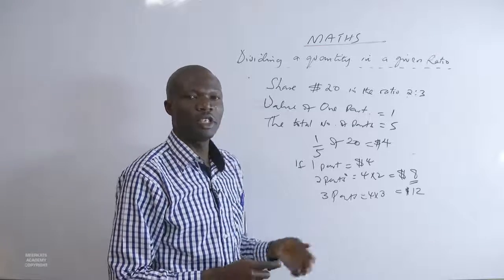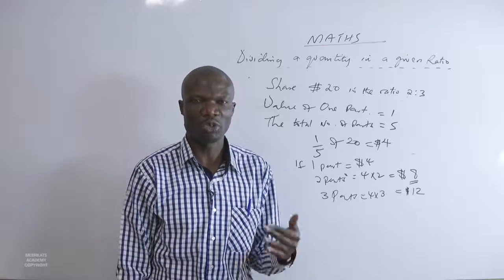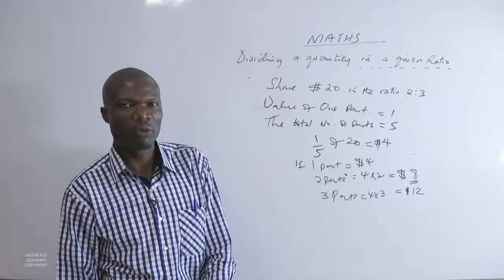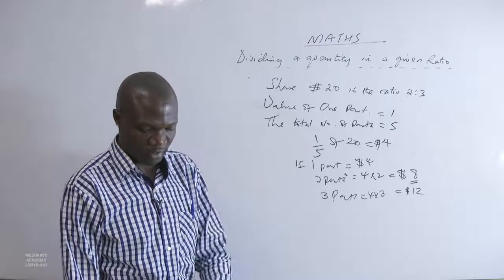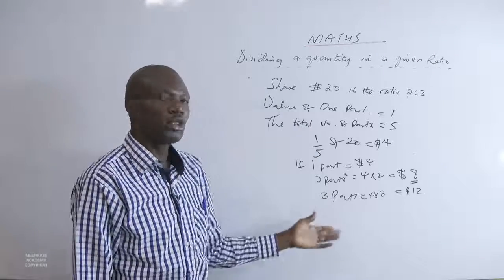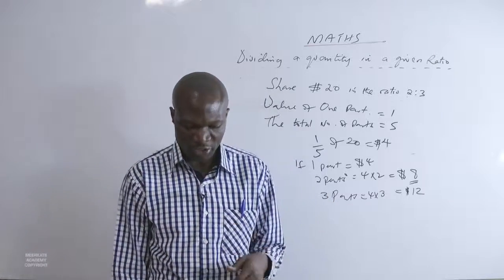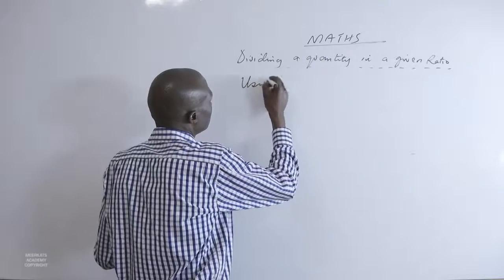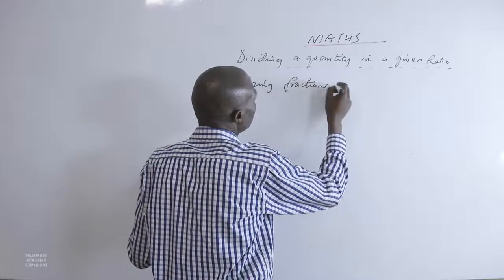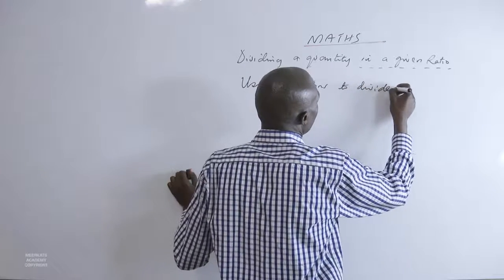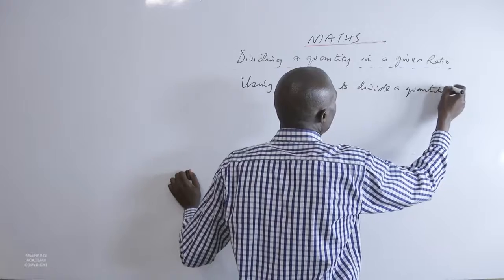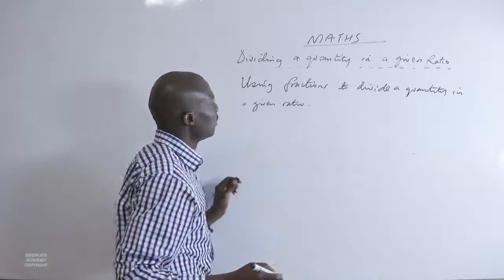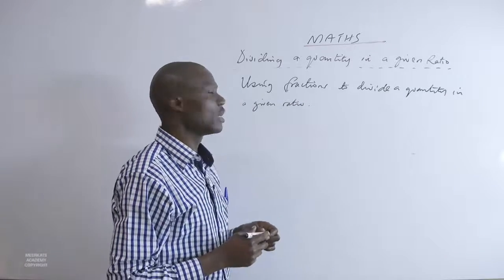So we are saying under the unitary method, which is a very easy method to approach ratios when you are dividing a quantity in a given ratio, is so easy because the moment we have the value of one part, we can easily get all the other parts. If we choose not to use this method, we can use fractions to divide a quantity in a given ratio.